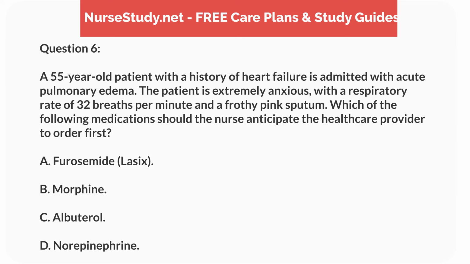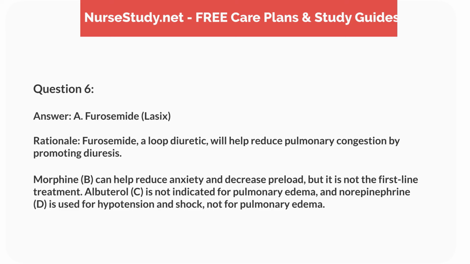Question 6. A 55-year-old patient with a history of heart failure is admitted with acute pulmonary edema. The patient is extremely anxious, with a respiratory rate of 32 breaths per minute and a frothy pink sputum. Which of the following medications should the nurse anticipate the healthcare provider to order first? A. Furosemide, Lasix. B. Morphine. C. Albuterol. D. Norepinephrine. Answer: A.